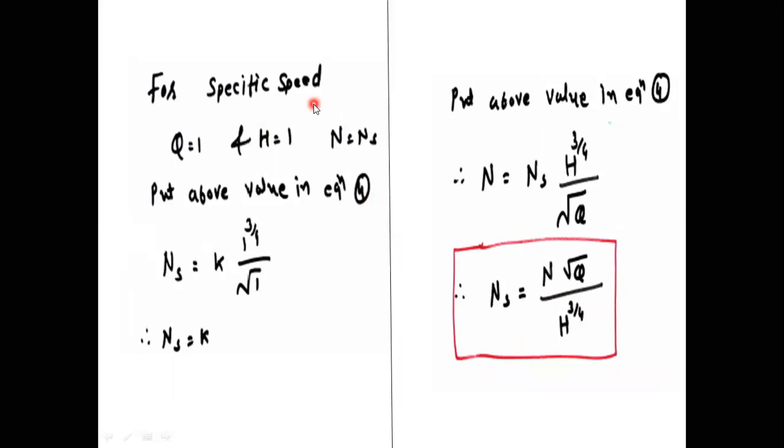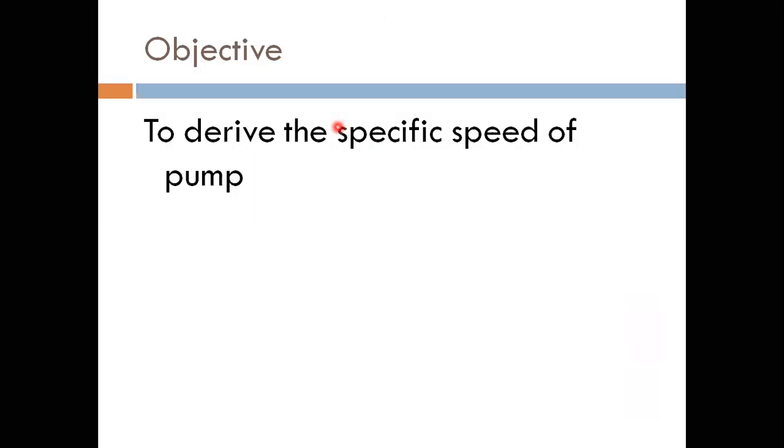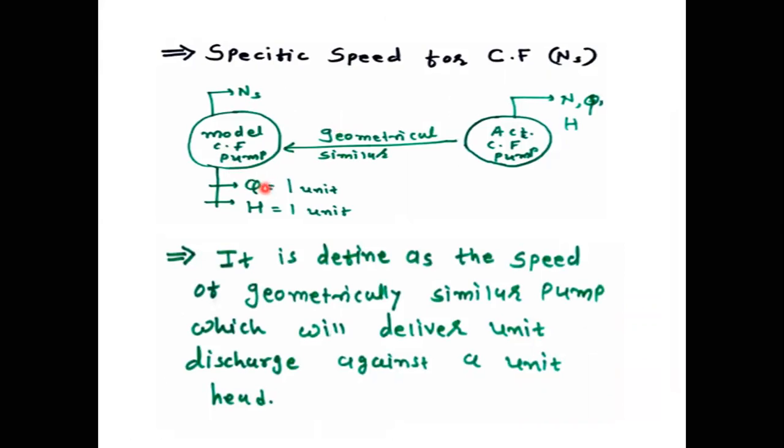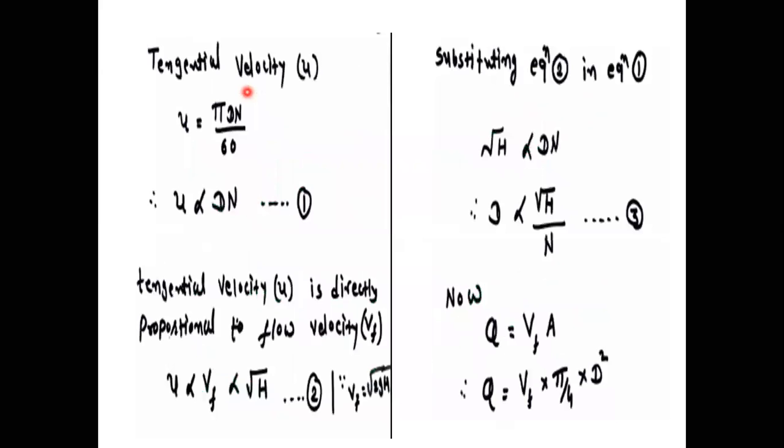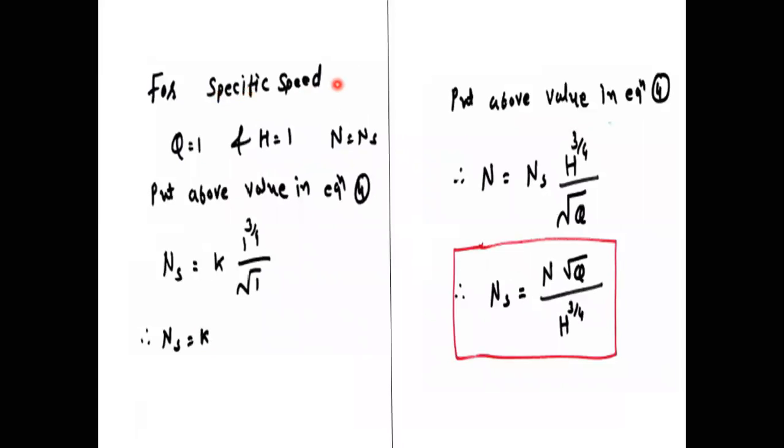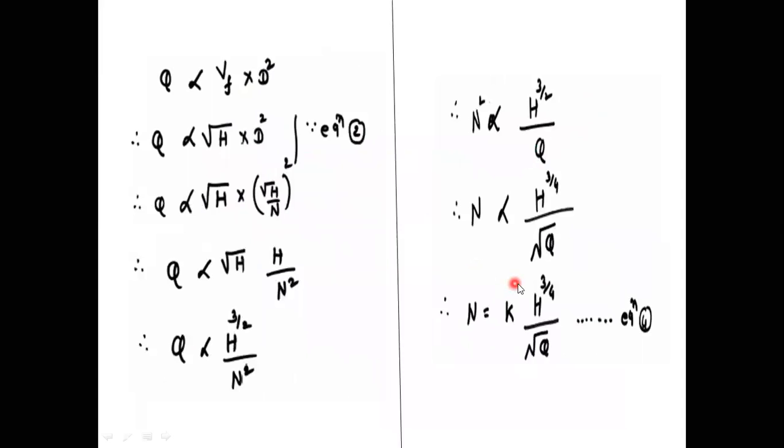For specific speed of pump, Q must be 1, H must be 1, and N must be NS. See the slide number 1. For the specific speed of a geometrically similar pump, discharge Q must be 1 meter cube per second and H must be 1 meter. Then N becomes NS. So in equation number 4, I put Q is equal to 1, H is equal to 1, and N is equal to NS.